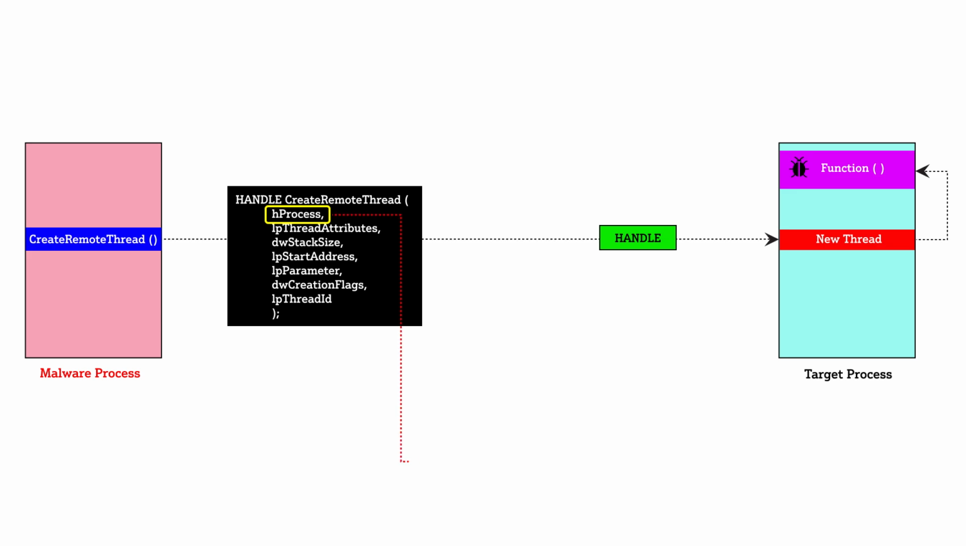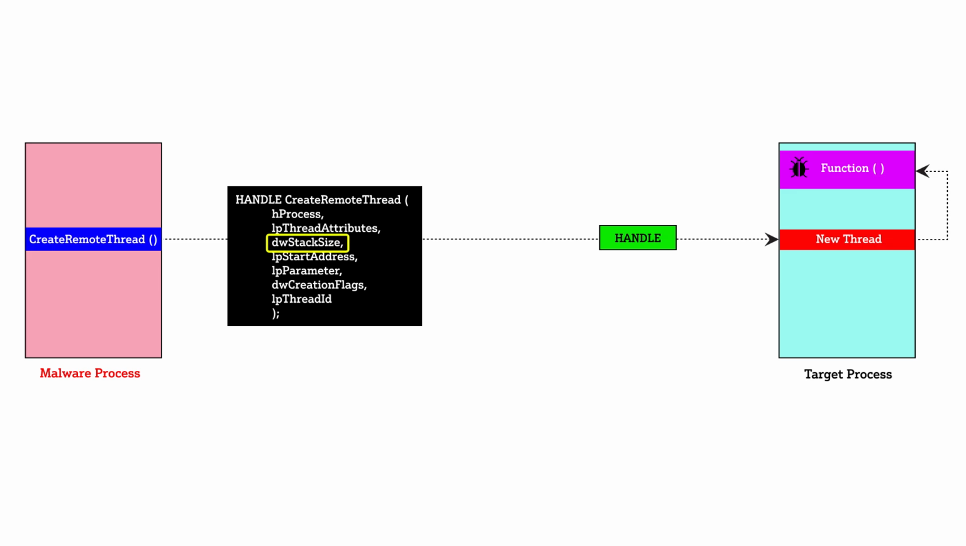hProcess is the handle to the target process, the process where we want to create the remote thread. To get this handle, we usually use the OpenProcess function with the right access flags like PROCESS_ALL_ACCESS. Without a valid handle, the function will fail. Now, lpThreadAttributes defines the security settings for the thread. In most cases, especially in malware or reverse engineering code, we just pass NULL, meaning we use the default security.